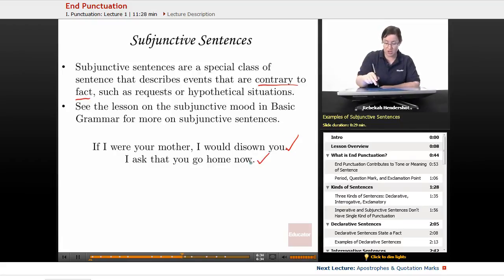Now, the subjunctive usually ends with a period, but sometimes if you're really emphatic about it, an exclamation point is involved. If I were your mother, I would disown you. You could be very loud about it, and then suddenly you need an exclamation point.